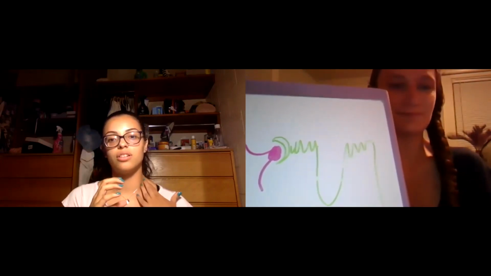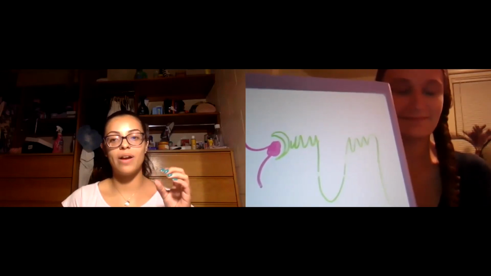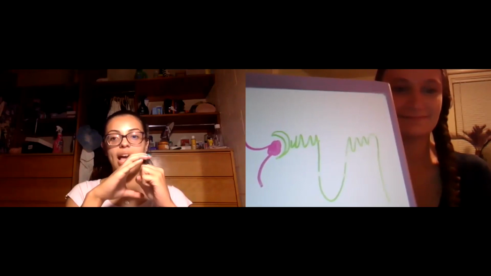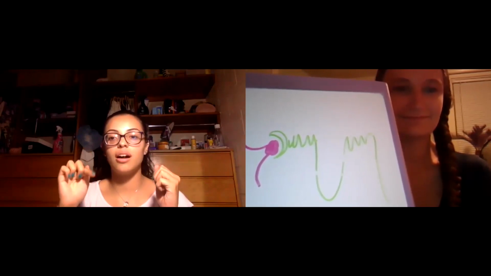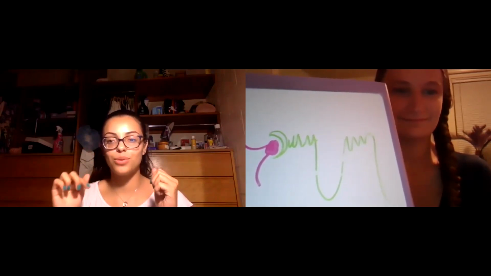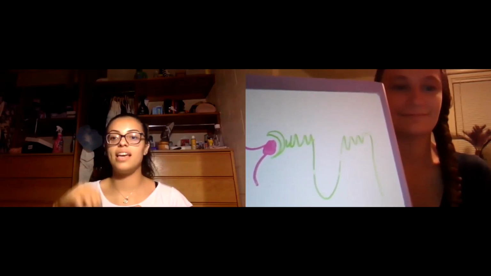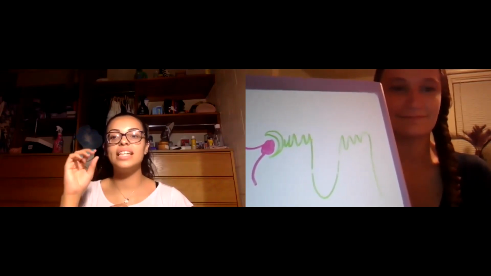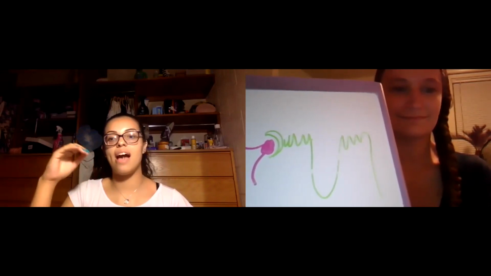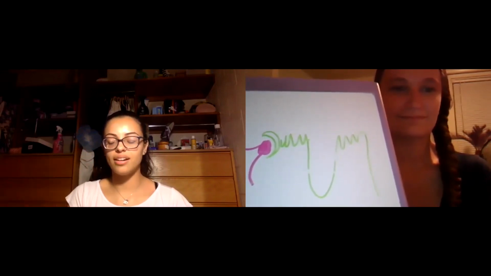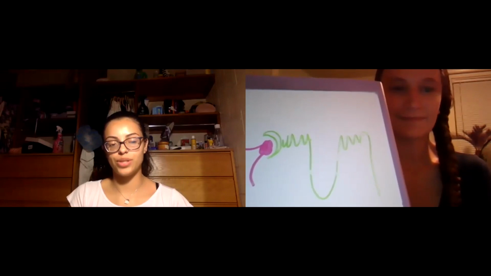That's called your Bowman's capsule. Bowman's capsule. There you go. So the glomerulus, the Bowman's capsule. Then there's the proximal convoluted tubules. Then there's the loop of Henle, which has the descending and the ascending. And then we have the distal convoluted tubules. And then we have, I know this one. Don't tell me.